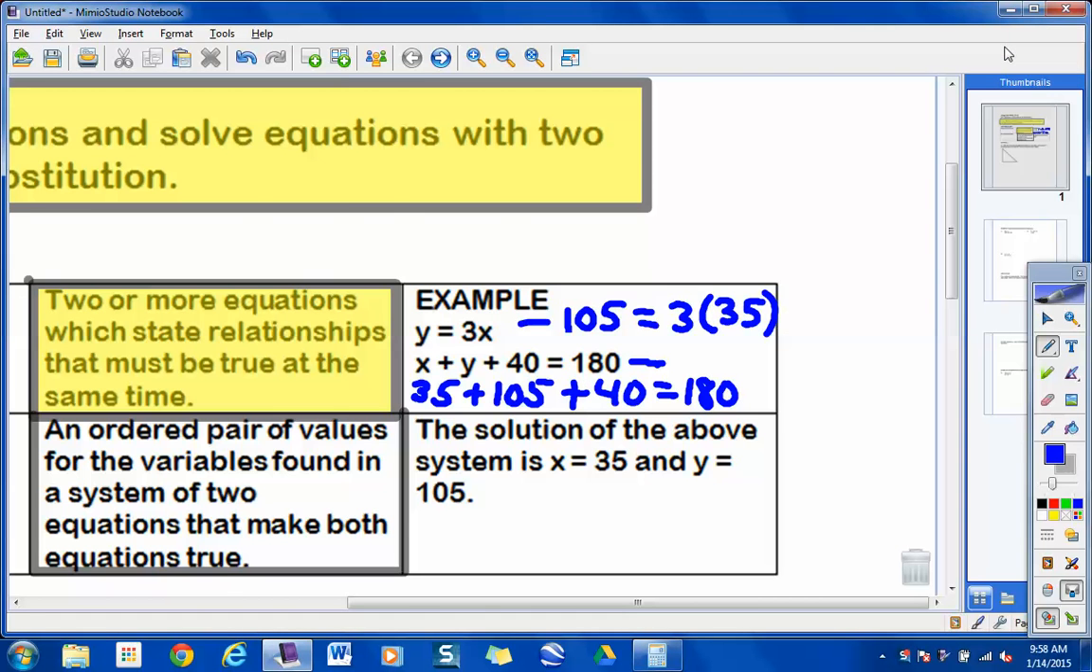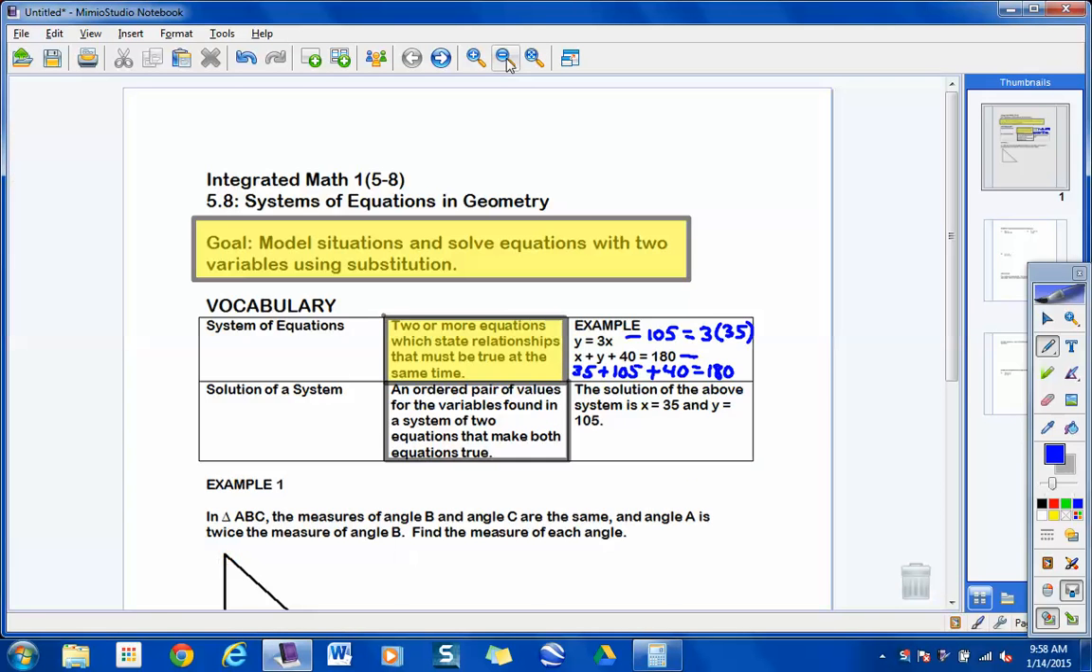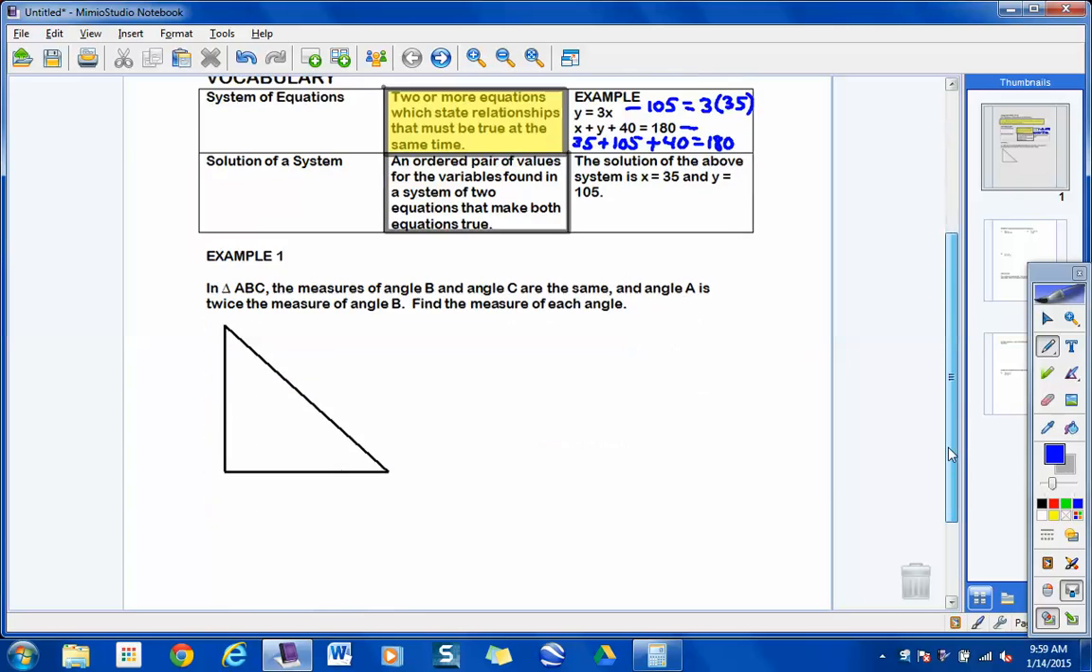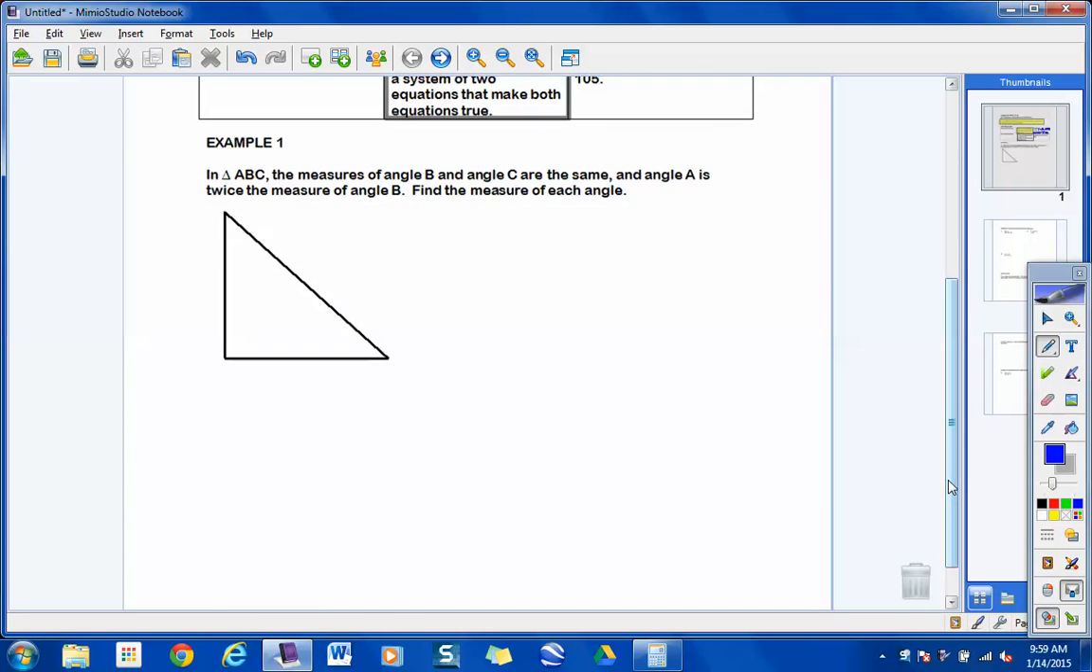All right, so let's see if we can't figure something out here. Let's go back to that first example down at the bottom and talk about this. First thing I need to do is make sure I label my triangle correctly in this diagram. So you guys will want to do the same thing in your notes. It says in triangle ABC, the measure of angle B and C are the same, and angle A is twice the measure of angle B.